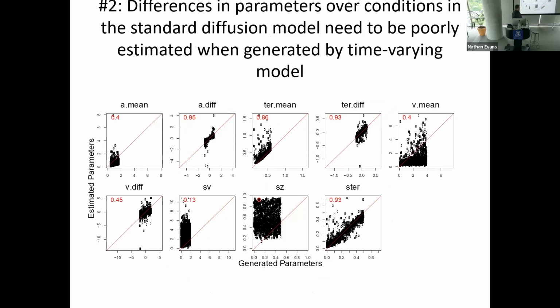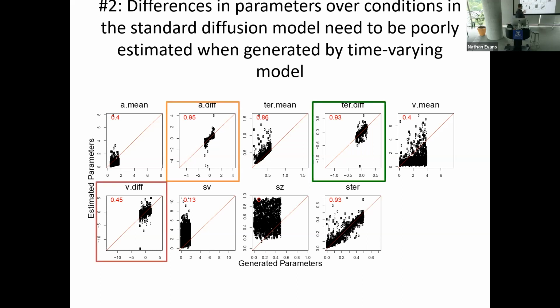All right, so second bit is, what about if I'm generating with this time varying model, but fitting with the regular diffusion model, right? Again, a few parameters, but the key ones to focus on are the same ones. And the interesting aspect is the estimation of non-decision time does get a bit worse. It's still very good, I'd say, but gets a bit worse.